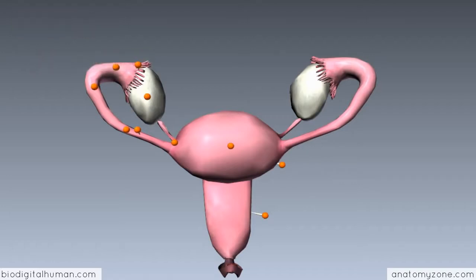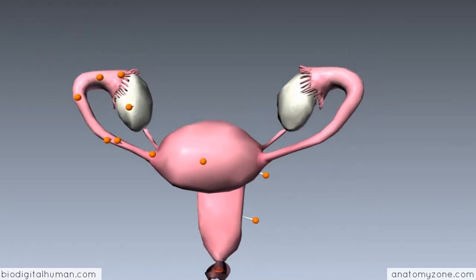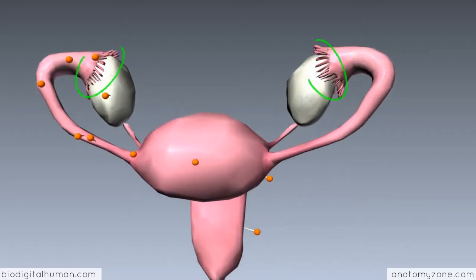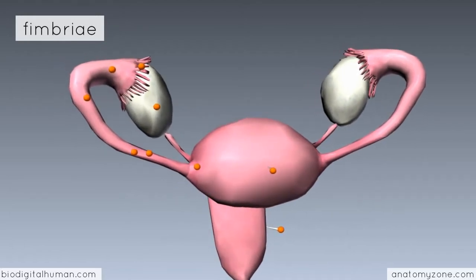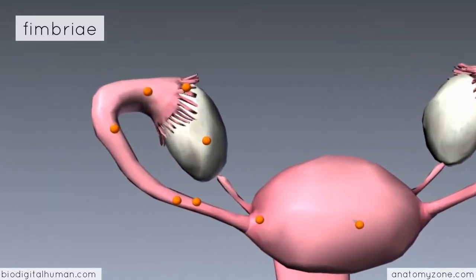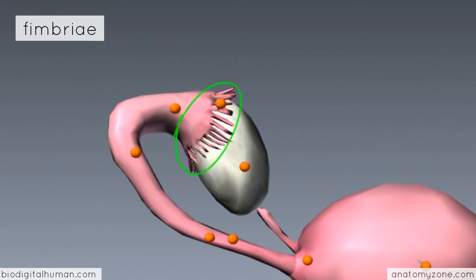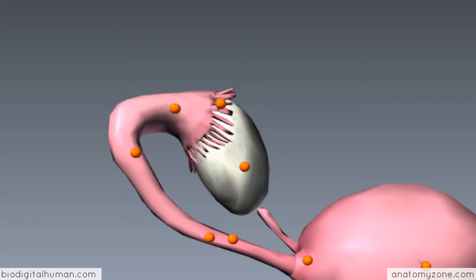And what happens is that the fallopian tube have these finger-like projections distally, which are known as fimbriae. So you can see these little finger projections coming off the distal end of these tubes, which are known as the uterine tubes. And these fimbriae are responsible for wafting the egg that's released from the ovary into the tube.